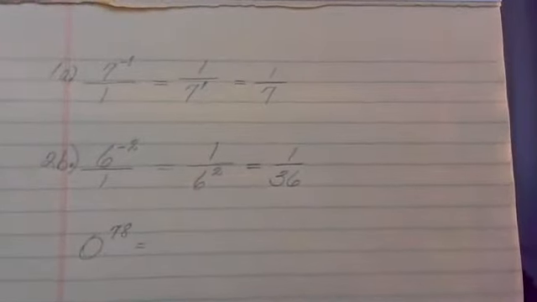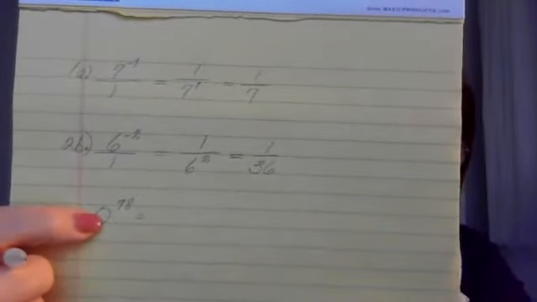Y'all using your calculators to find that? It's not a negative exponent, so we don't have to move anything. But remember, zeros and ones act really crazy. I'm going to double check in my calculator and take 0 to the power of 78. Good. 0. Yes, it's going to be 0 because this means 0 times 0 times 0, 78 times. But 0 times 0 is 0, times 0 is 0, times 0 is 0. So 0 to any power is going to be 0.